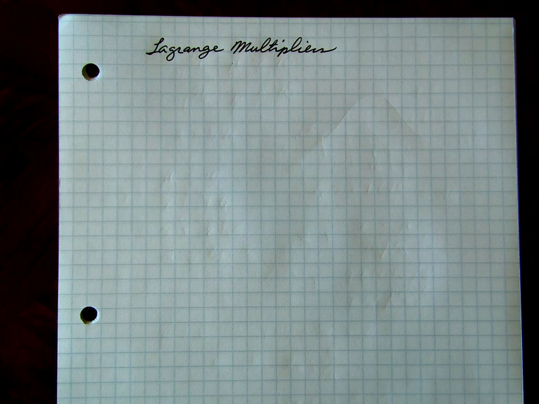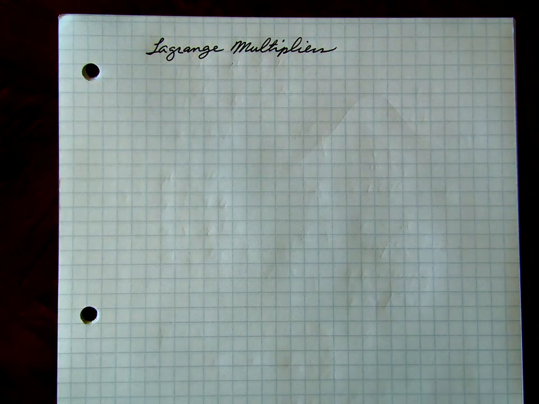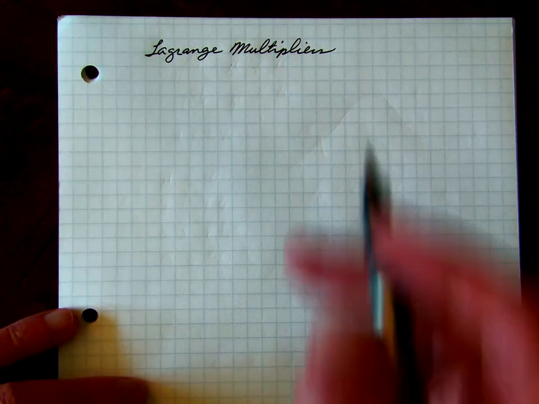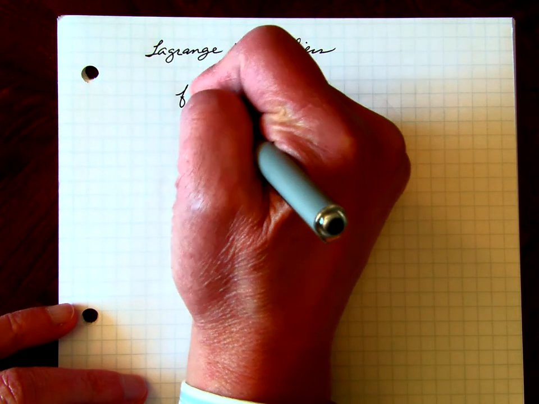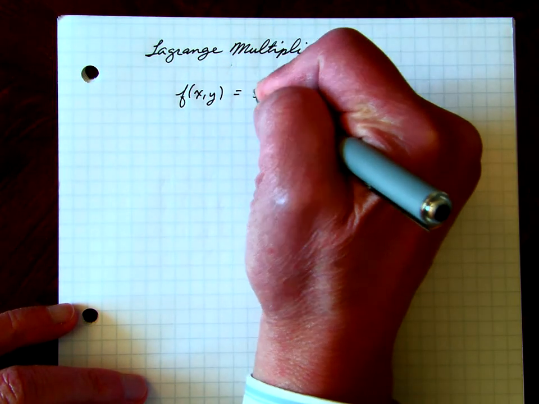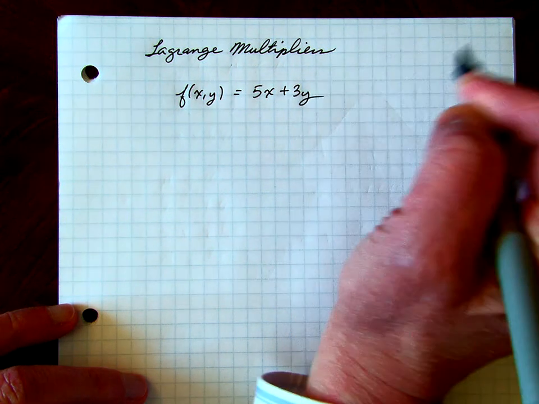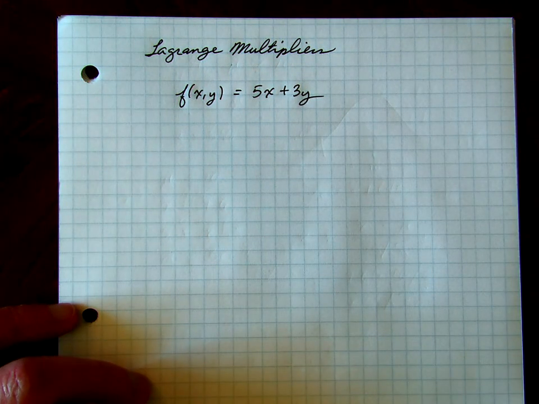Let's talk about Lagrange multipliers. It's a fiendishly clever optimization technique, and we use it when we have a function we want to optimize and conditions that control it. For example, suppose we start off with this simple function: f of x, y equals 5x plus 3y.